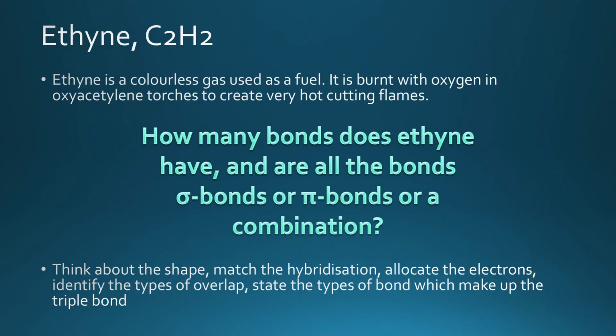So, what we'd like you to do in this question is answer this question: how many bonds does the ethane have? And are all of the bonds sigma bonds, pi bonds, or a combination? Think about the shape, think about the hybridization, electrons, and overlapping. Have a go at this question.